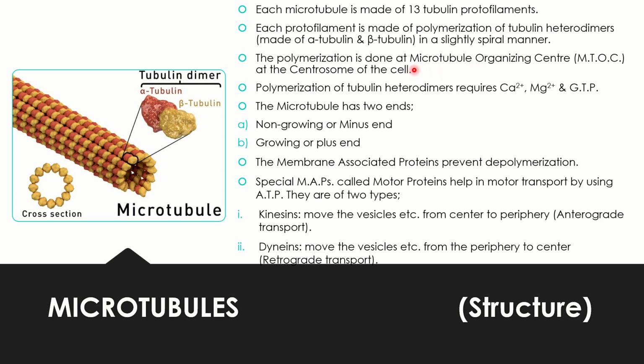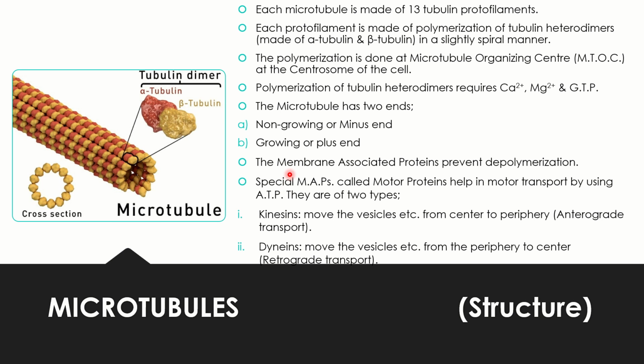The polymerization is accomplished at the microtubular organizing center, which is toward the centrosome of the cell, which forms the mitotic apparatus, the mitotic spindle. Polymerization of the tubulin heterodimers requires some molecules and ions, as with actin filaments, that are calcium ions, magnesium ions, and guanosine triphosphate for energy purposes. Now the microtubule formed has two ends, a non-growing end or minus end, which should be located somewhere here, and a growing end or plus end, which is this.